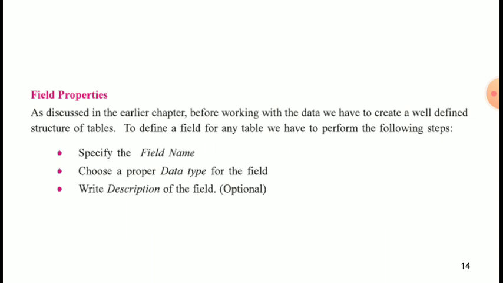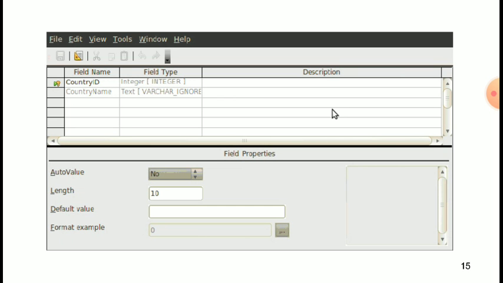Next topic is field properties. As discussed in the earlier chapter, before working with the data, we have to create a well-defined structure of tables. To define a field for any table, we have to perform the following steps. First, specify the field name. Second, choose a proper data type for the field. And third, write a description of the field. That is optional. So that is the interface of the field properties dialog box. The first column is the field name, second is the field type, third is the description, and the bottom part is the field properties.